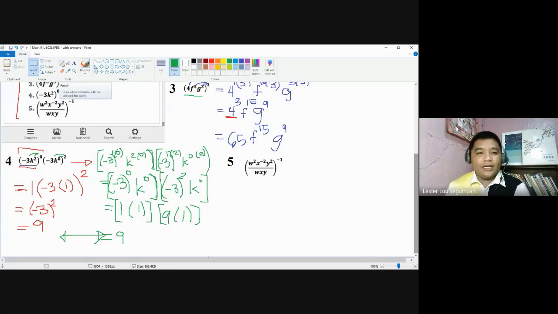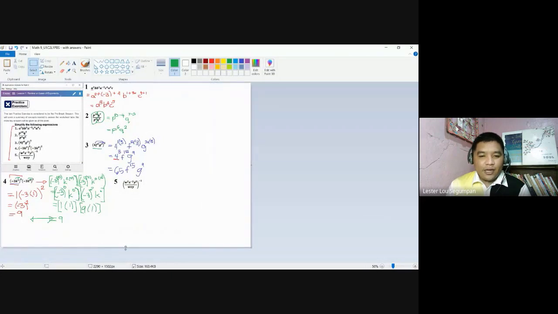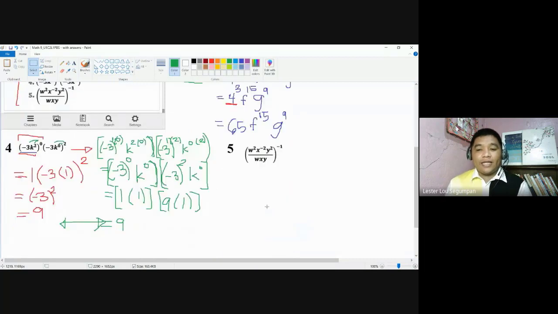But my suggestion here is for it to be easier, let us try first to use the power law. Because there might be some confusion as to the process that will be involved in simplifying this using the law of negative exponent. Why confusions? Because again, we are dealing with negatives. So might as well try to use the power law.